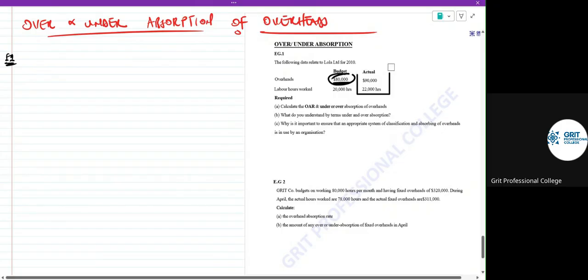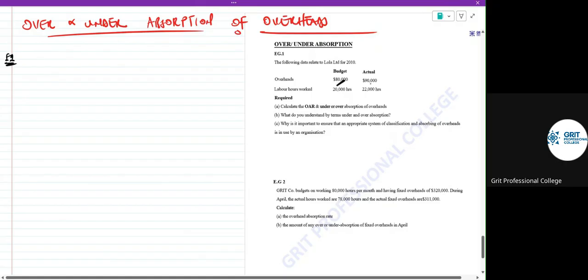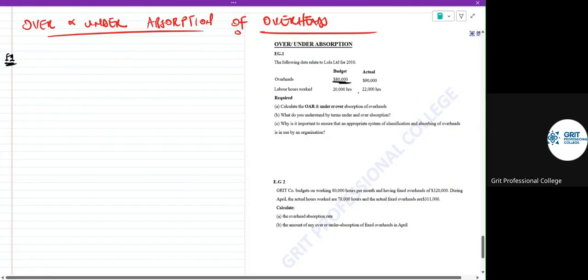When you come here, we have actual data. Now, when you come to the actual data, this represents actual information that we gathered at the end of the year. This information we can only get from actual happenings or actual activities which occurred during the year, at the end of the period. So at the end of the year, we actually saw that we incurred $90,000.